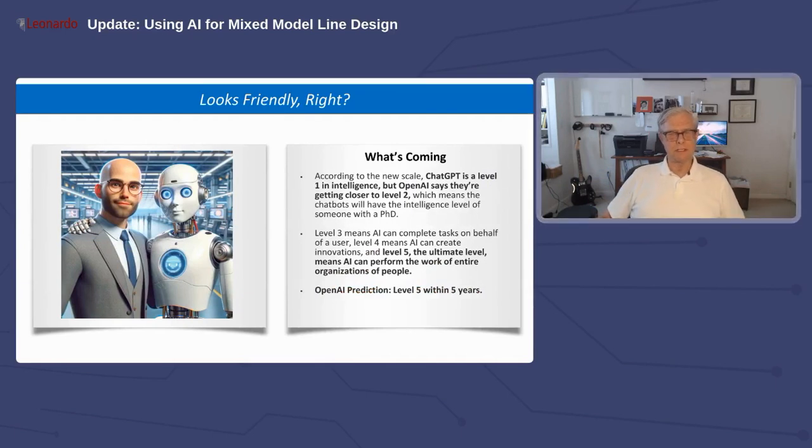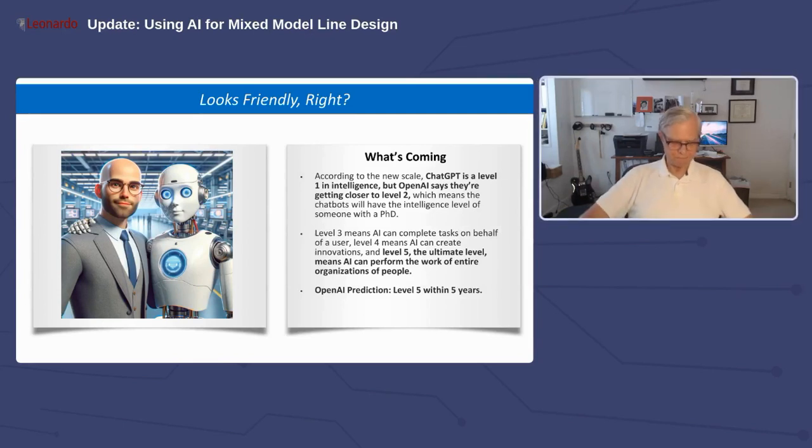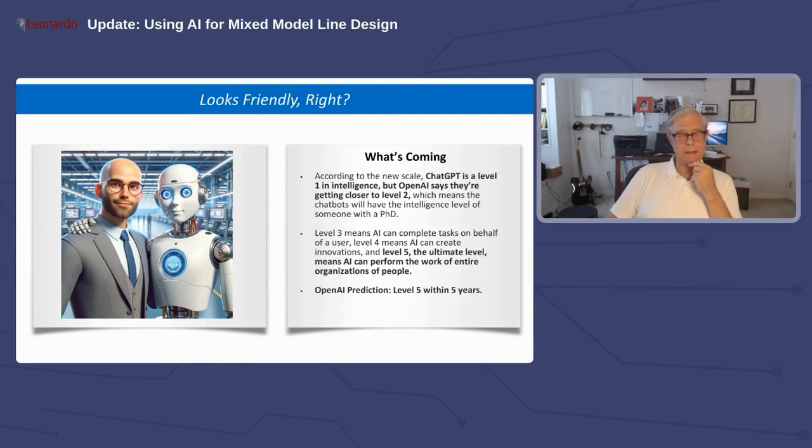Okay, so let's shift a little bit and talk about ChatGPT 4.0. This was an announcement from the parent company, OpenAI. What they said was that ChatGPT, the current version, is at level 1 on a scale of 1 to 5. That's kind of scary, isn't it, because it's pretty good already in a lot of ways. But OpenAI says they're getting closer to level 2.